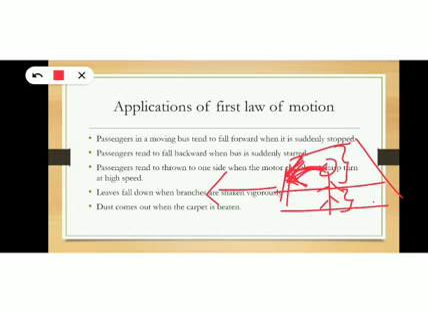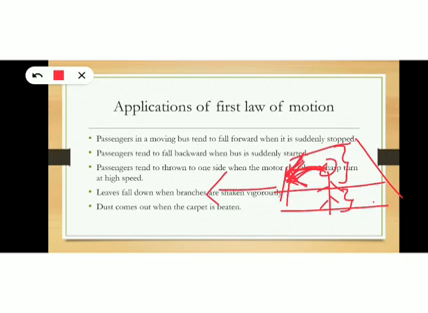The seat belts will exert a force in the opposite direction. So whenever you fall forward or are pushed towards the front, the seat belts will exert a force in the opposite direction and help you to remain in a balanced state inside the car.